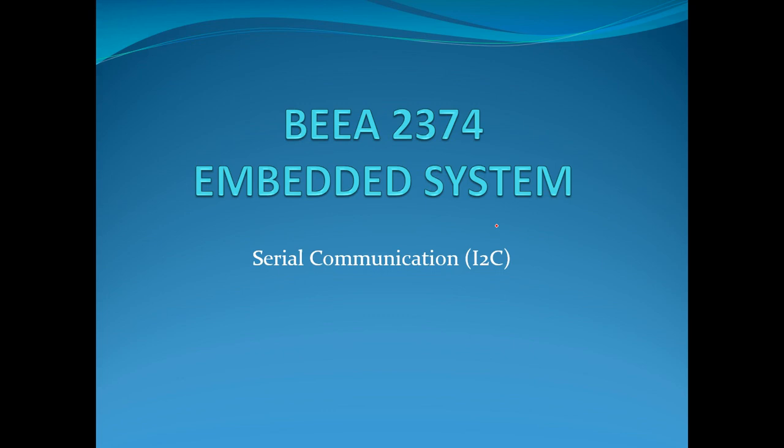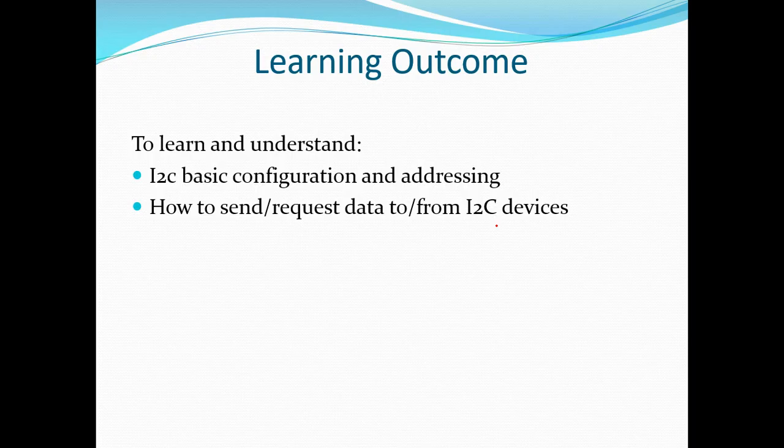Okay, now we continue with a new topic for Embedded System BEA 2374, which is serial communication, I squared C. At the end of the chapter, we will learn and understand the I squared C basic configuration and addressing, and then how to send or request data to or from I squared C devices.